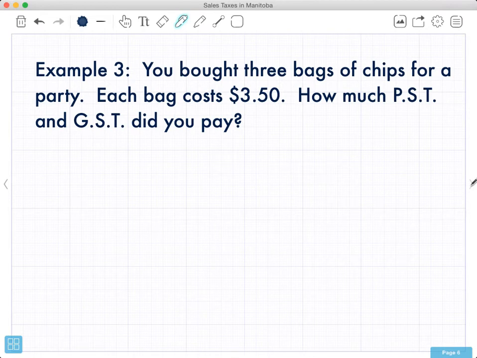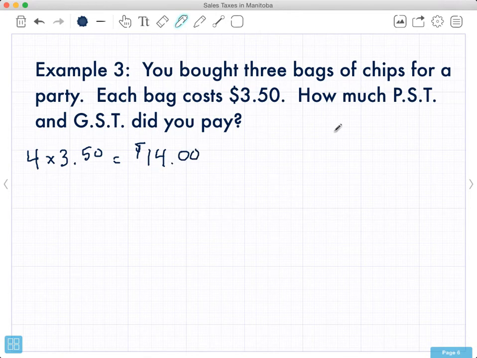So in example 3, you bought 3 bags of chips for a party. Each bag cost $3.50. How much PST and GST did you pay? Every now and again you'll run into a question like this where they don't want to know the total price that you paid. They just want to know the taxes. So first I'm going to go 4 bags of chips times $3.50. That's $14 for the bags of chips.